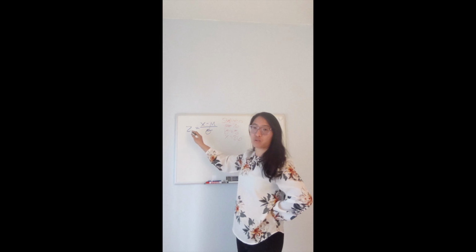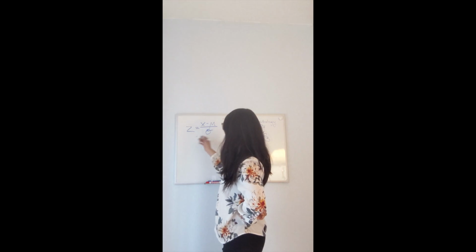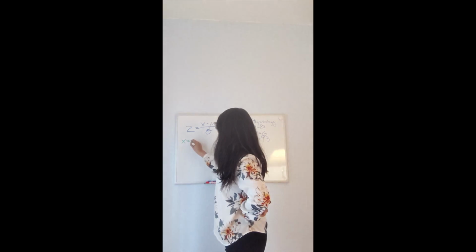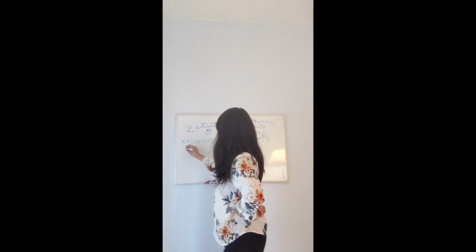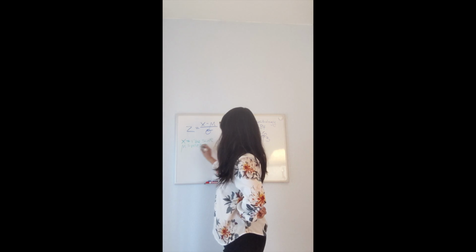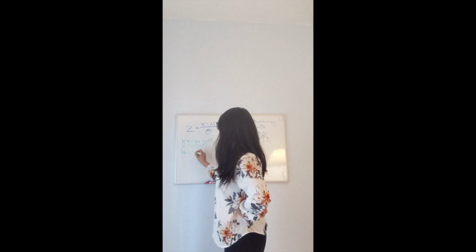So z is the z-score. We have x, which is the raw score. And then mu, which is the mean. And sigma, which is the standard deviation.